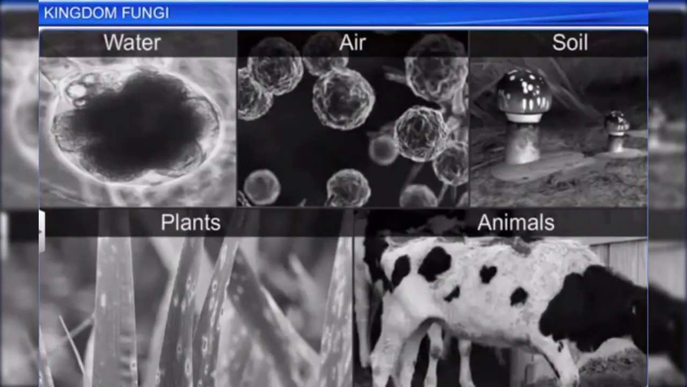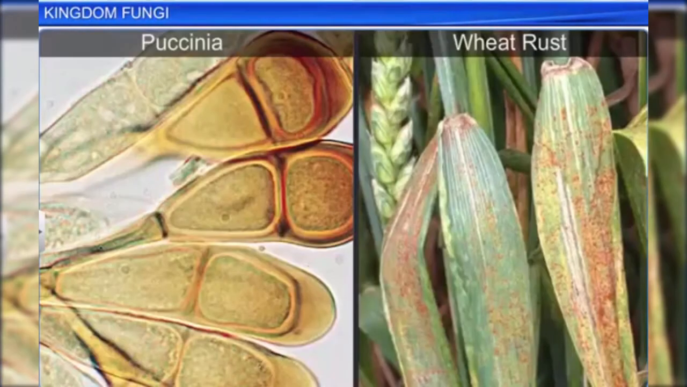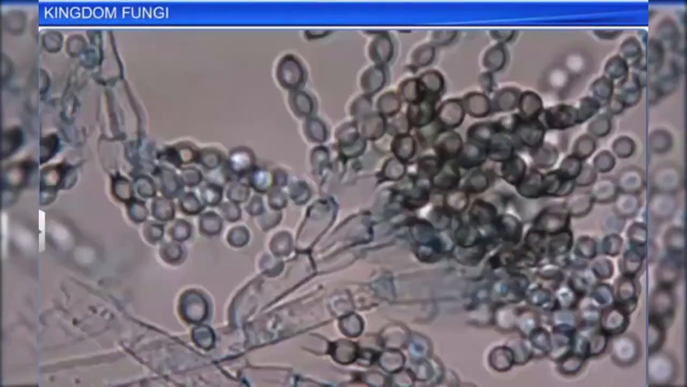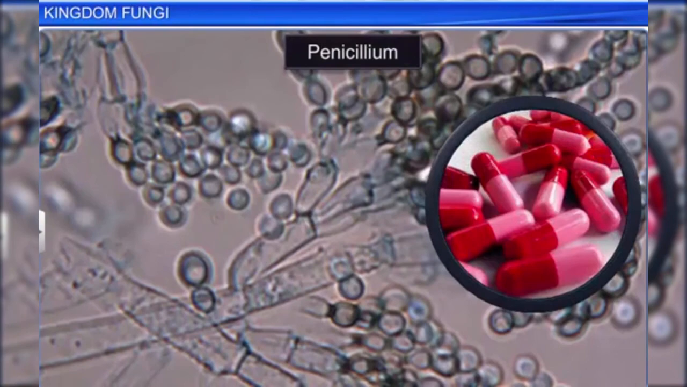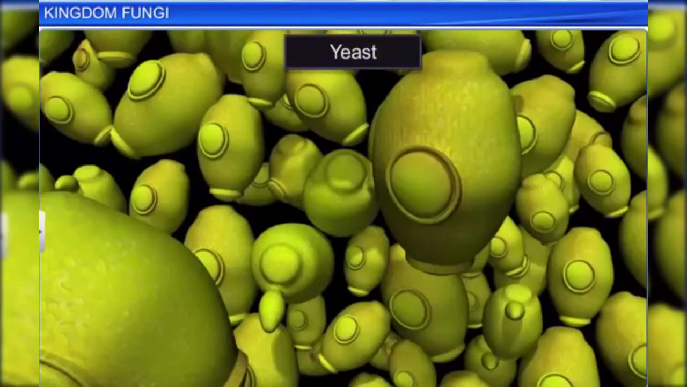Fungi can be found everywhere: in water, air, soil, plants, and animals. While there are some fungi like Puccinia that can cause diseases like wheat rust in plants, there are also some like Penicillium that provide us with antibiotics. With the exception of yeasts, which are unicellular, fungi are usually filamentous.